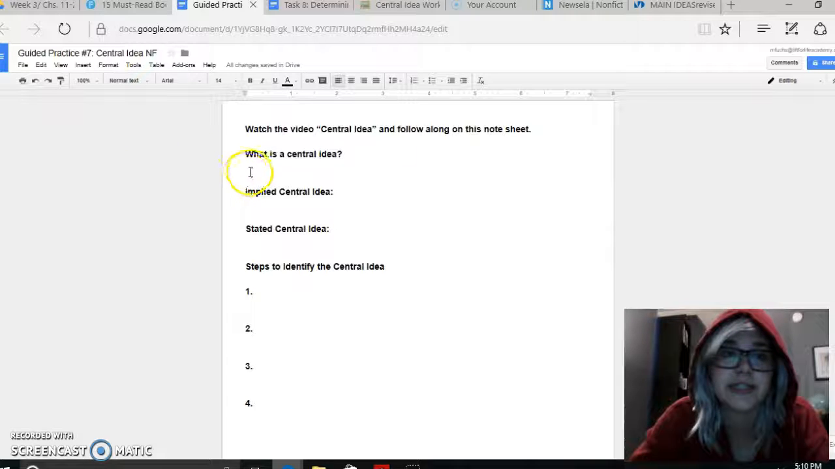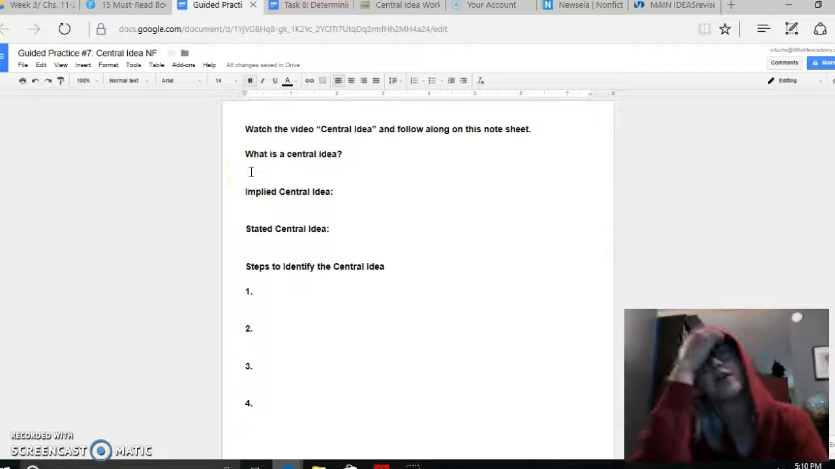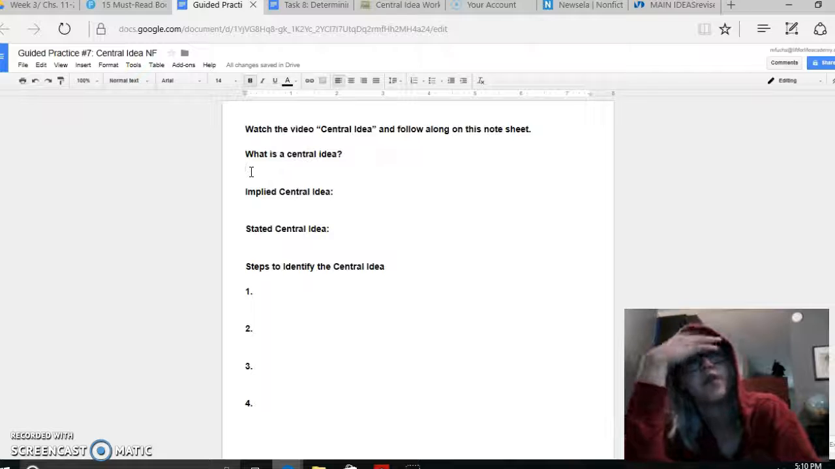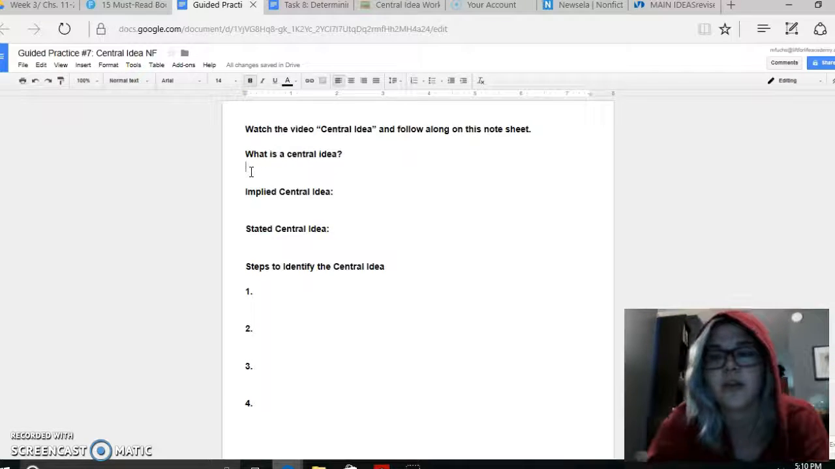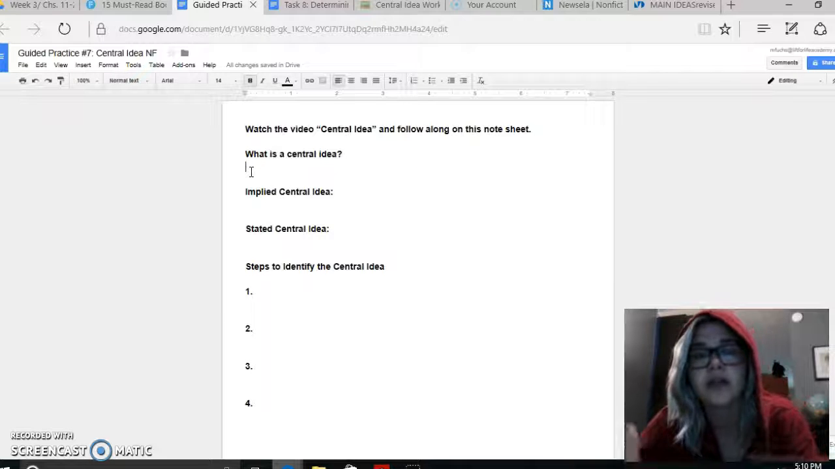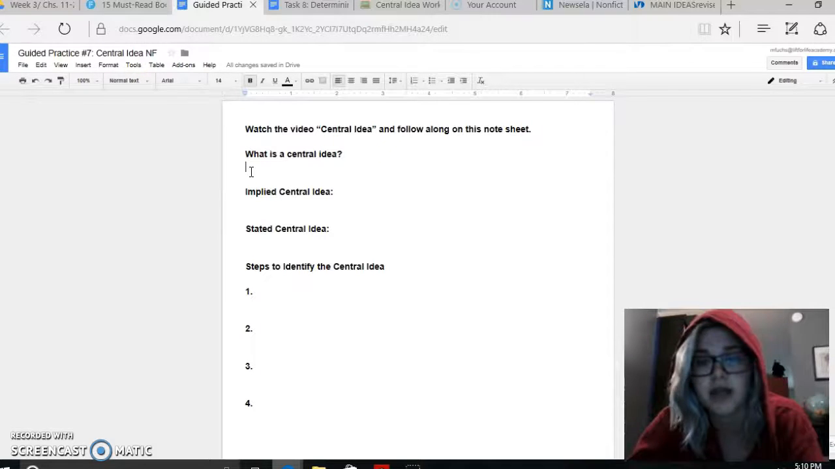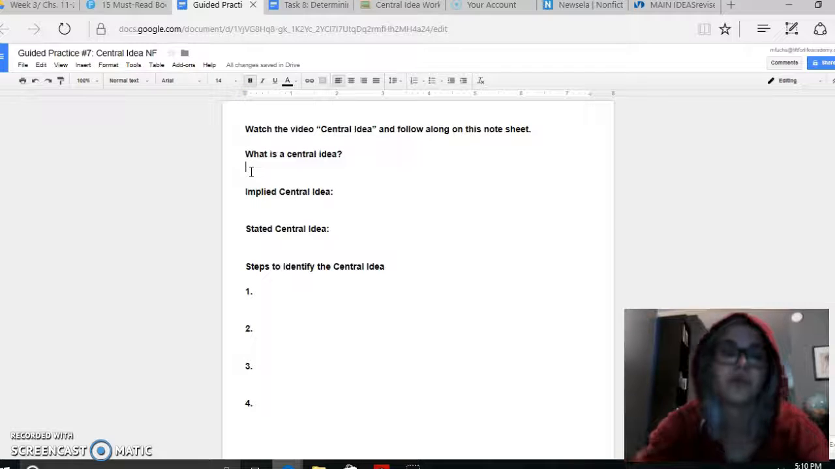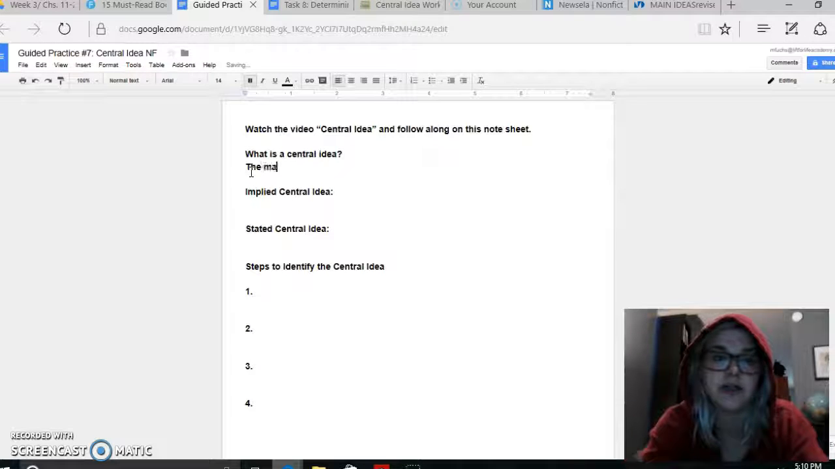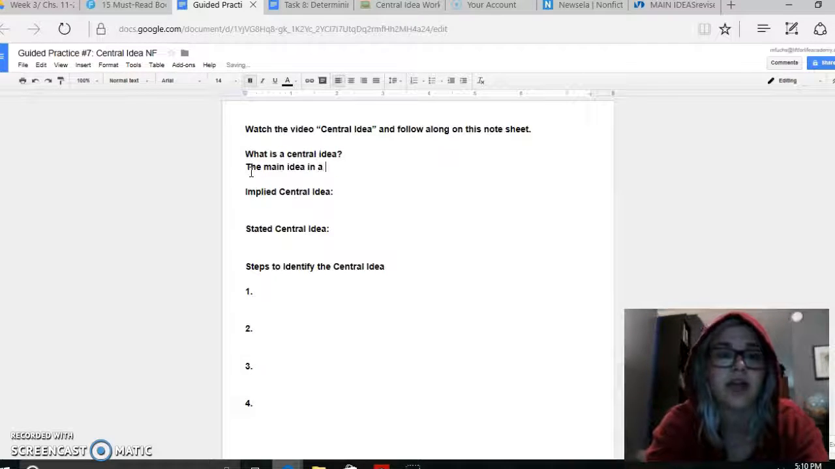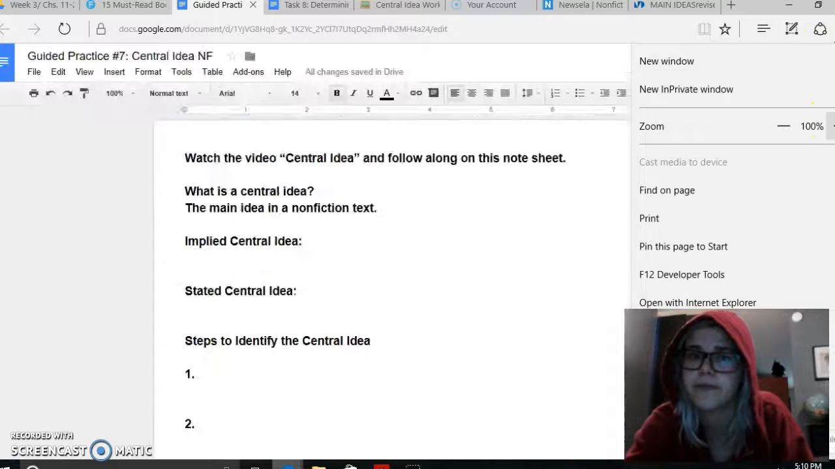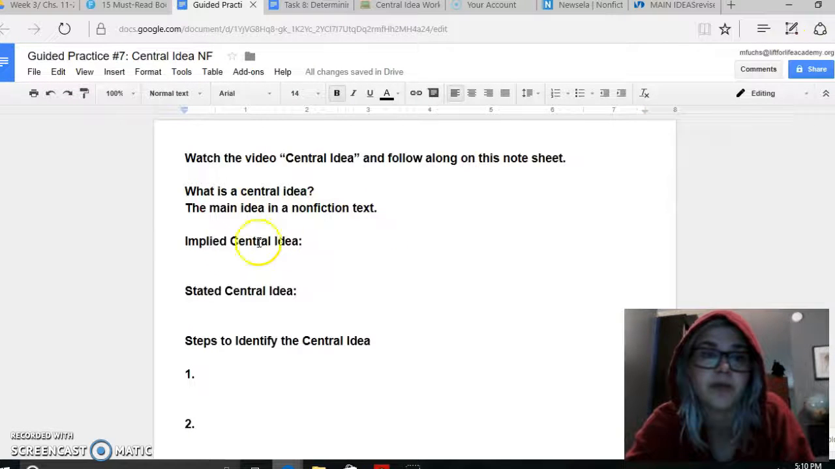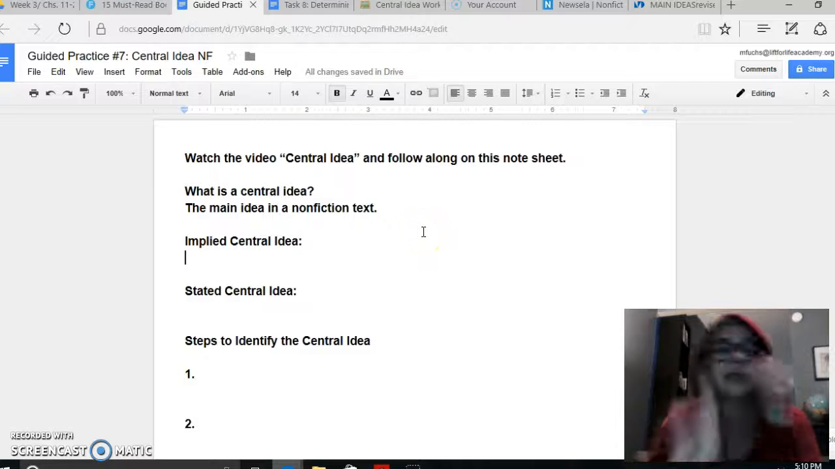So what is a central idea? And again, we're talking about nonfiction when we think about this. So the main idea in a fiction text ends up creating your theme. We're talking pretty exclusively nonfiction today. So again, your central idea is the main idea in a nonfiction text. I hope that's big enough for you to be able to see it. Let me try. Does that help? Probably. Okay, so we have two different types of central idea.